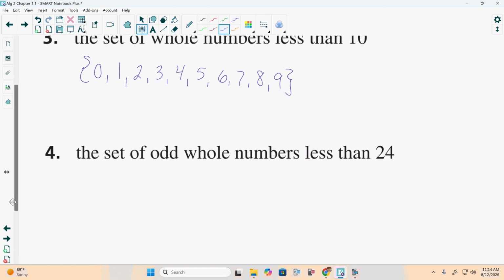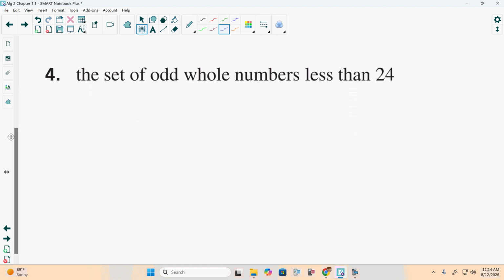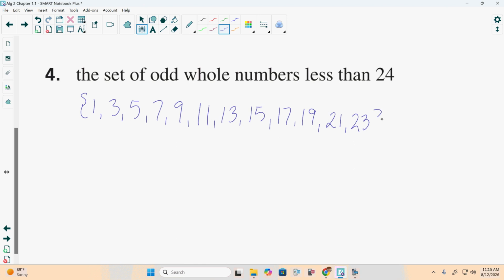Number 4, the set of odd whole numbers less than 24. All right. What's our first odd whole number? 1. Okay. What's our next one? 3. Then keep going. 17, 19, 21. Is that it? Yep.